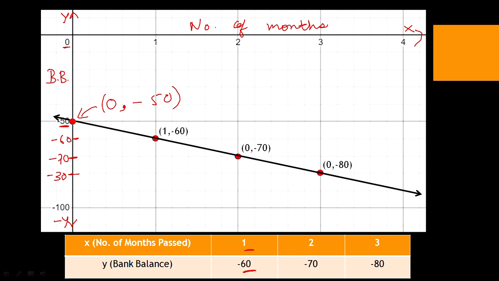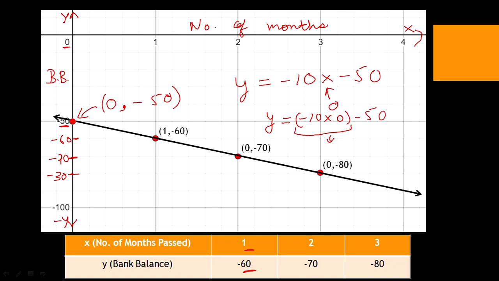And if I look at my equation, y equals minus 10x minus 50, I can see that when x is 0, our equation becomes y equals minus 10 times 0 minus 50. This term becomes 0. I have minus 50 there, so y equals 0 minus 50, which is y equals minus 50, and I can see that y is minus 50 actually.